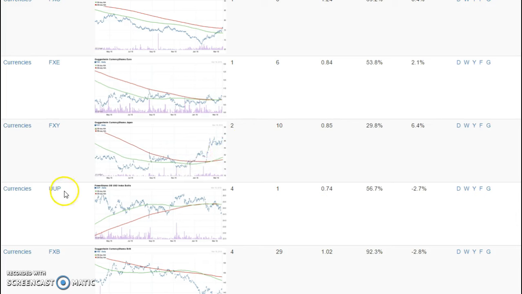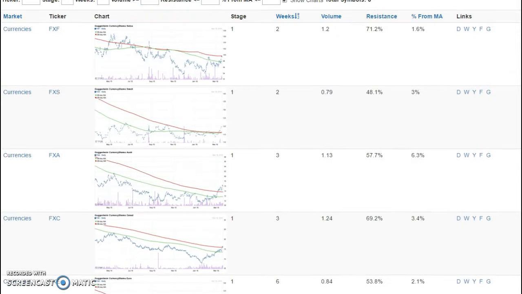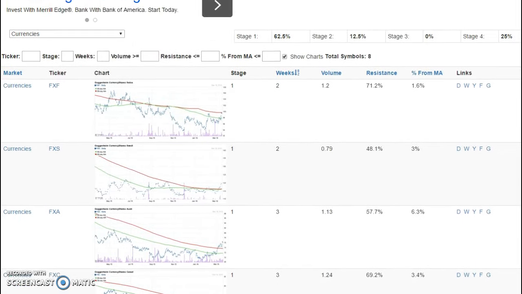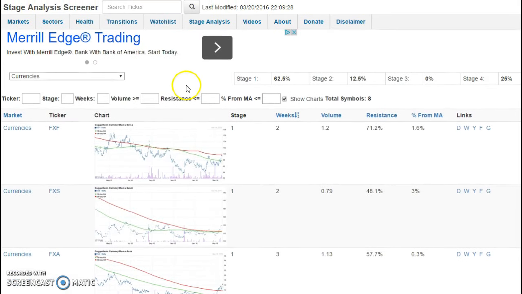And the UUP, which is the most popular US dollar ETF, is now in stage 4. The only other currency that is also in stage 4 is the British pound. So you can see that there's been a lot of trend changes going on in the currency markets, and this should have a big impact on commodities and, in particular, precious metals, gold and silver.